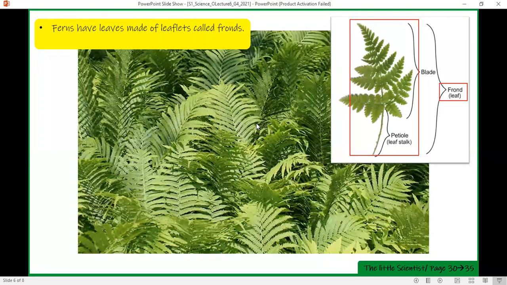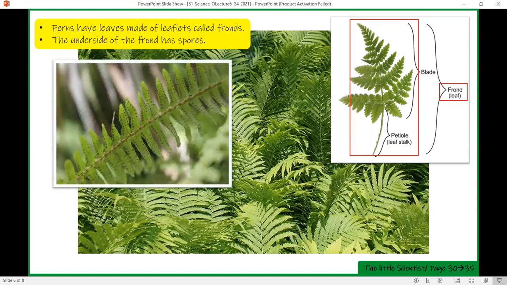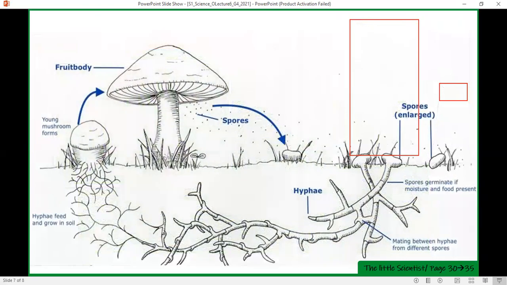The leaf of a fern plant is called a frond, and on the underside of the frond you will see spores. These spores will help the fern plant reproduce and make new fern plants. So both mosses and fern plants have spores, and these spores will help them to reproduce and to make new plants. What about mushrooms?